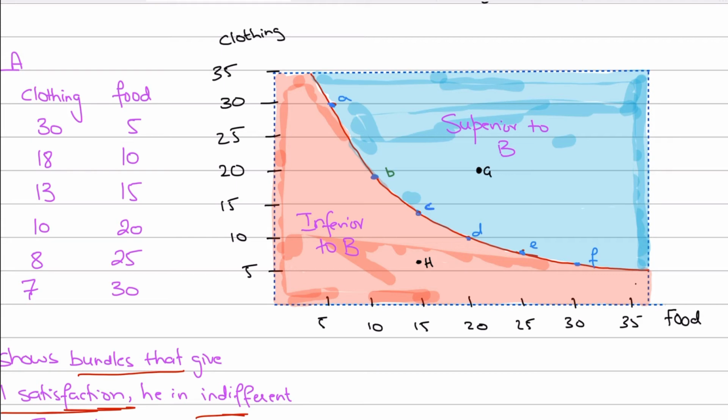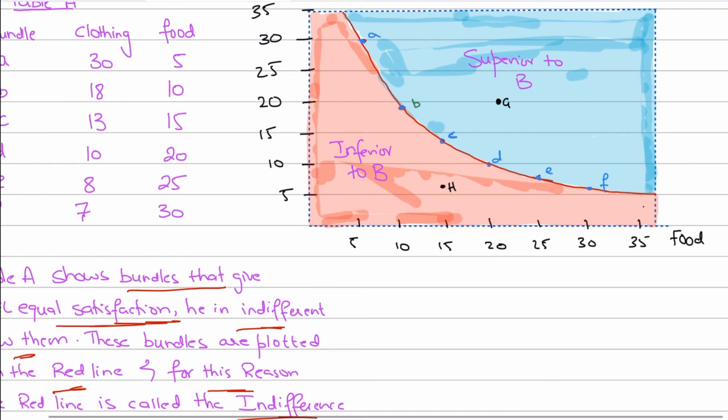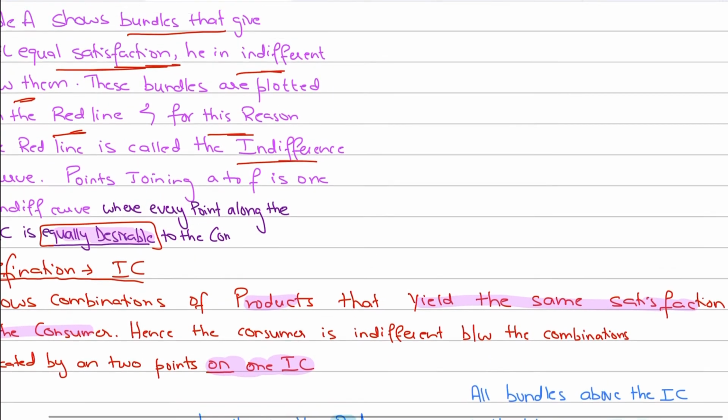All the bundles that are in the blue region would be superior. I've written superior to B, but it's not that it would only be superior to B. Why have I written B? I've written B because B was my initial starting bundle, but all the bundles in the blue region would be superior to all the bundles on the indifference curve, while any bundle in the red region would make Adil worse off as compared to any bundle on the indifference curve. Now why does that happen?